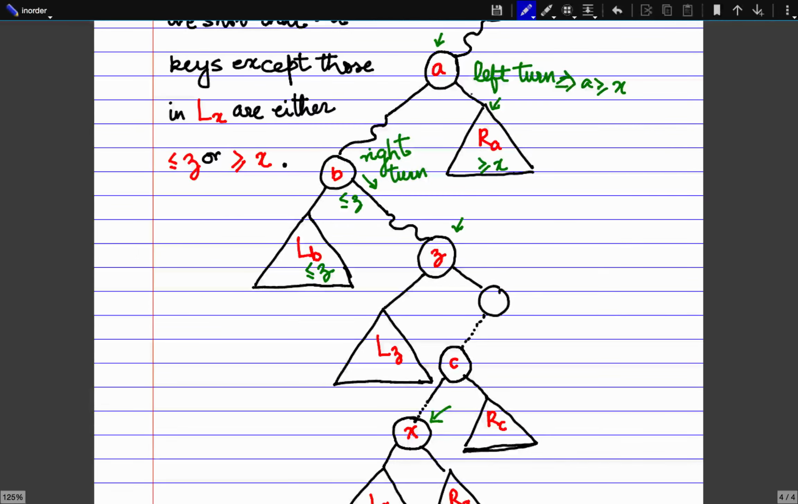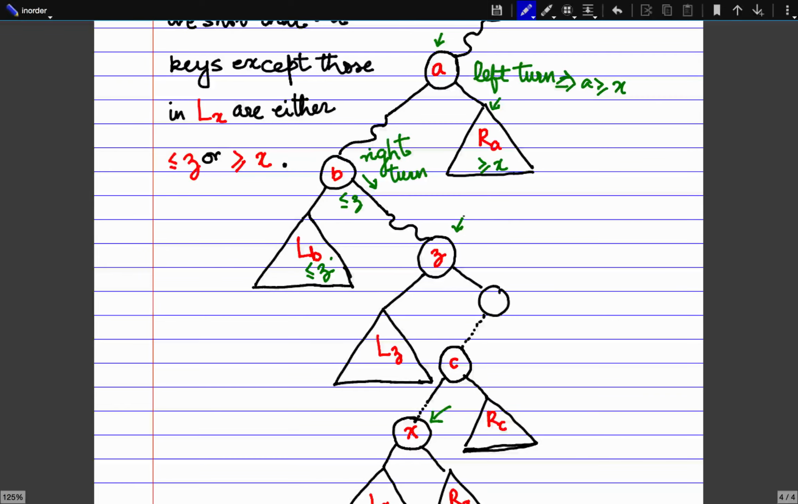Either they belong to the path or they belong to a subtree that hangs off the path. That subtree is a right subtree if I took a left turn at that node, and is a left subtree if I took a right turn at that node. If it is a right subtree, the keys are greater than or equal to X. If it is a left subtree, then the keys are less than or equal to Z.